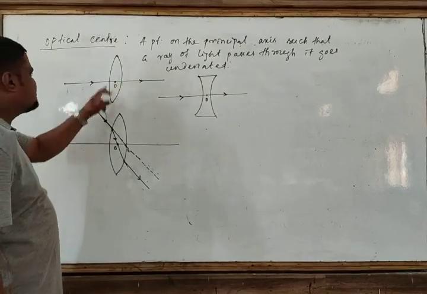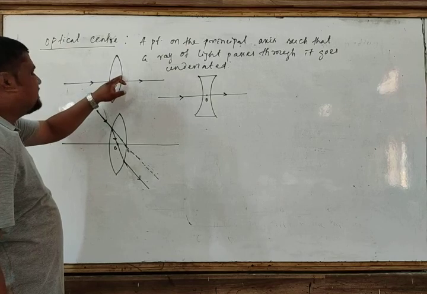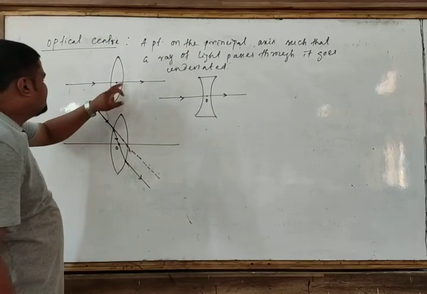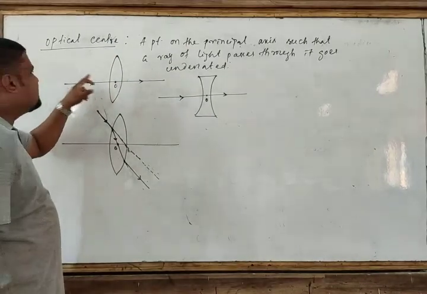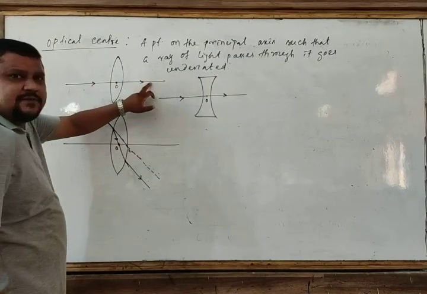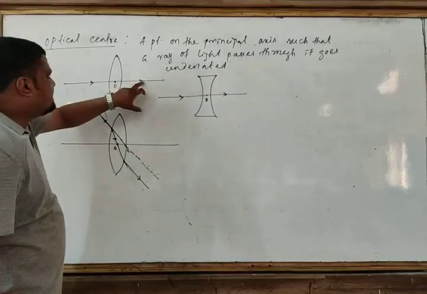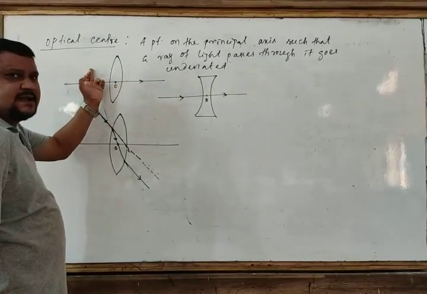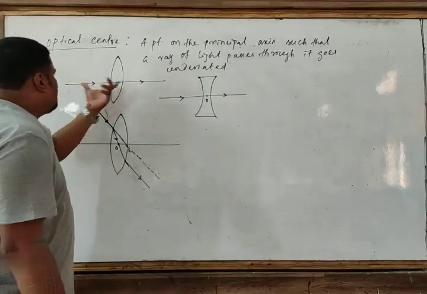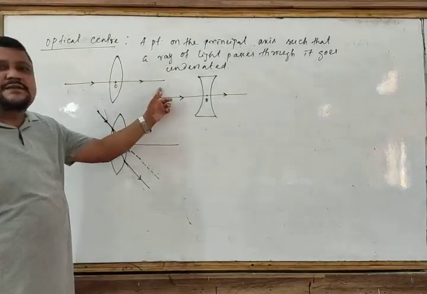There are two curved surfaces. This curved surface has a center of curvature, and this one has a center of curvature on this side. This one has a center of curvature on this side. So the line joining the two centers of curvature is called the principal axis.